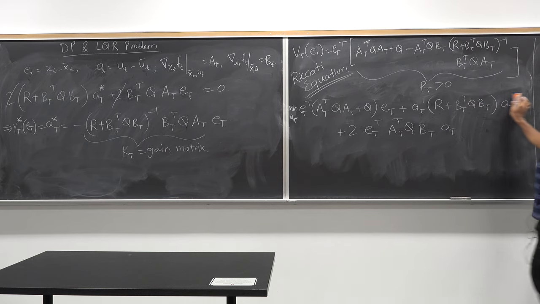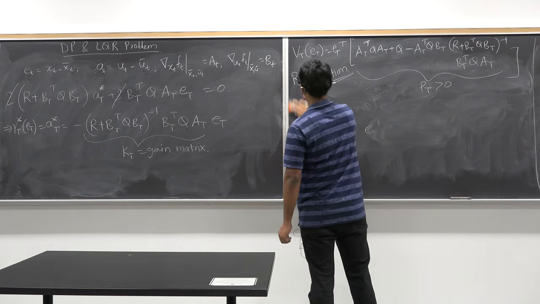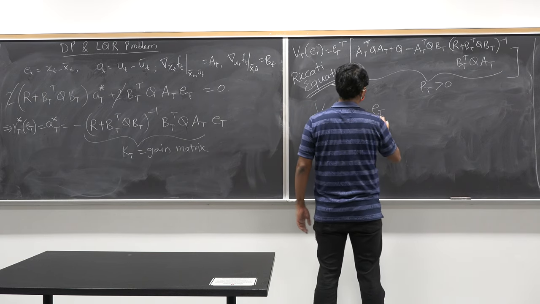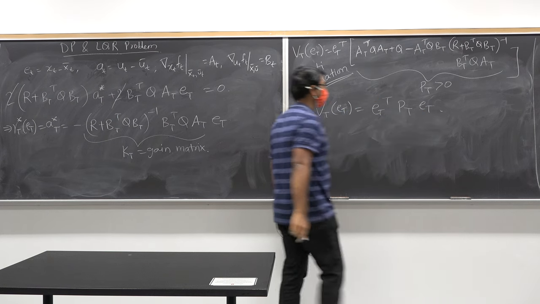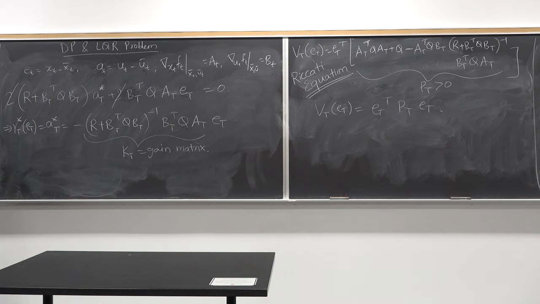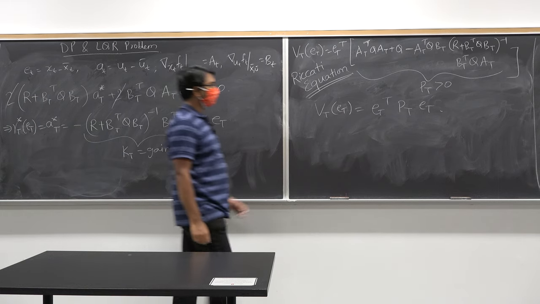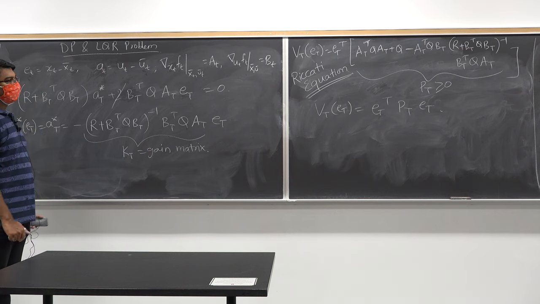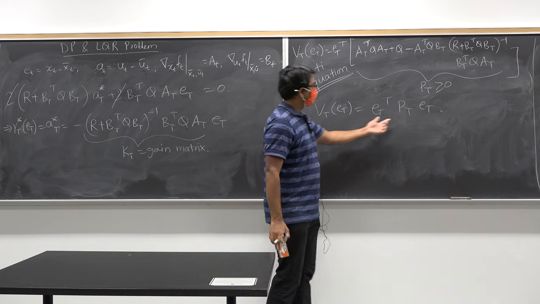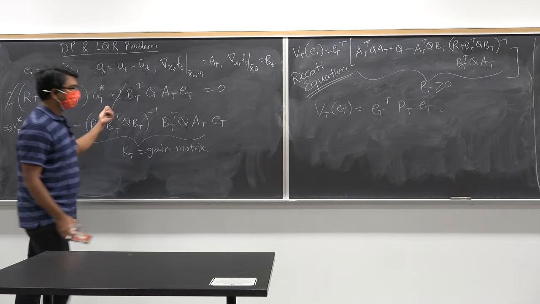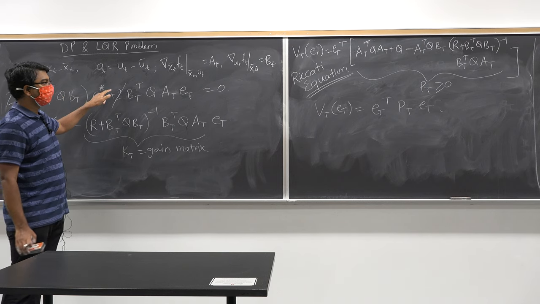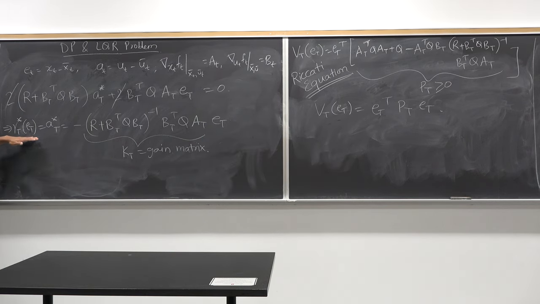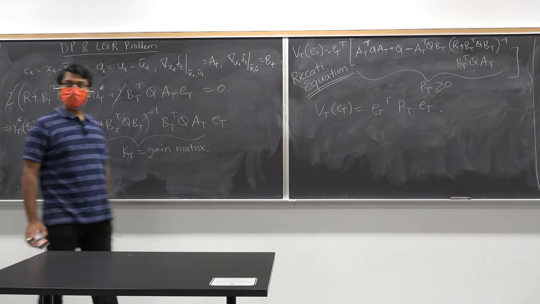And what you notice is my value function at time t as a function of e_t is e_t transpose P_t e_t. It's actually a quadratic function of e_t. Maybe it's positive semi-definite, not positive definite. So we have a quadratic value function. We started with a linear system and a quadratic cost, and we did one step of the dynamic program, and we found that the value function is quadratic, and the optimal strategy is linear in the error.